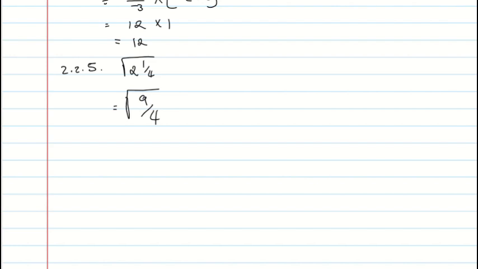Now we can go all under the square root, so we can write the square root of 9 over the square root of 4. Who can tell me what is the square root of 9? 3. Well done. And the square root of 4? 2. There's your answer, 3 over 2. This is too easy.